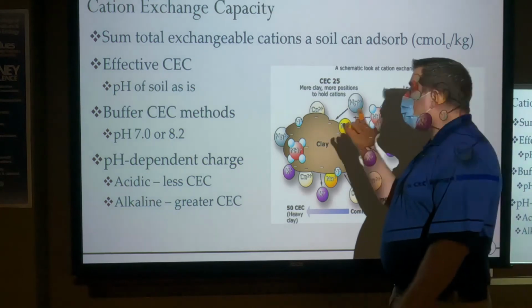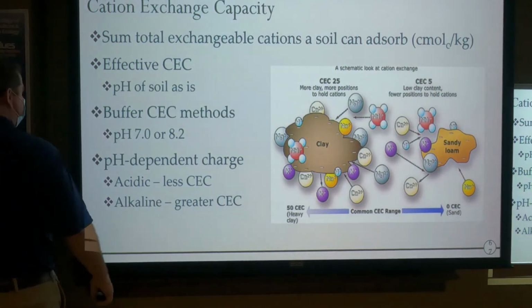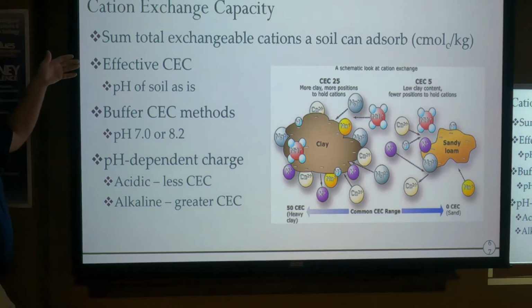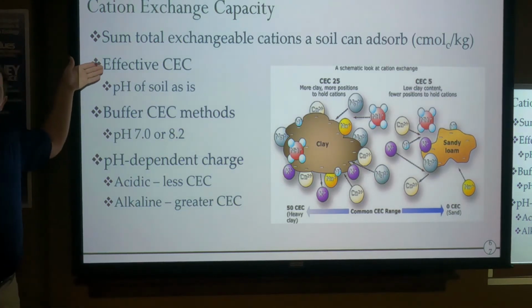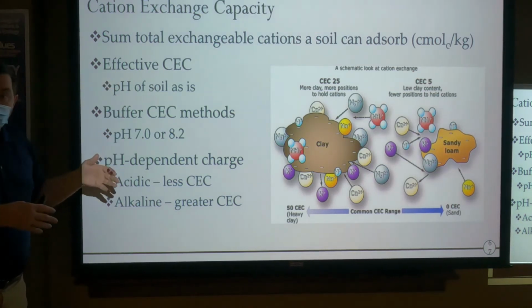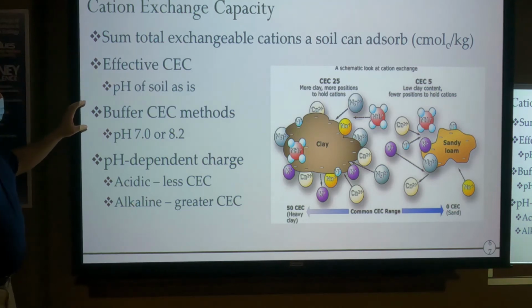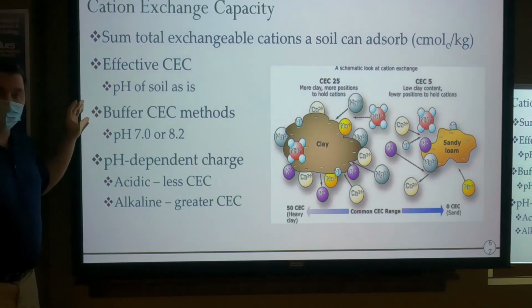So when we take our soil samples, we send them off to the lab, and they give us a number back, and they tell us what our CEC is. What they've done is they've measured the effective CEC, the soil as it is. They add water, they measure it just like it is, without any changes. And then they'll do the buffer CEC.